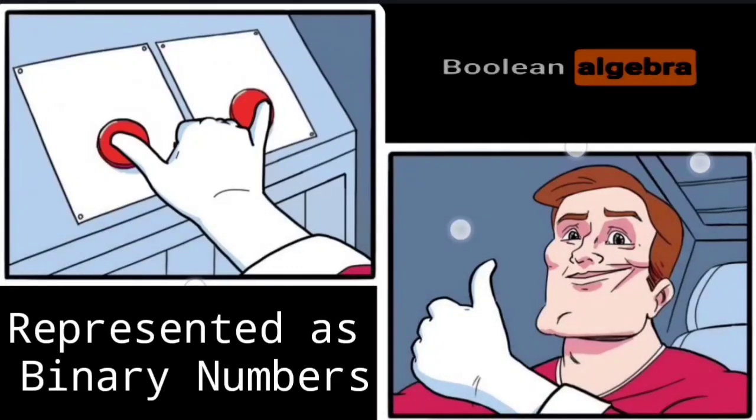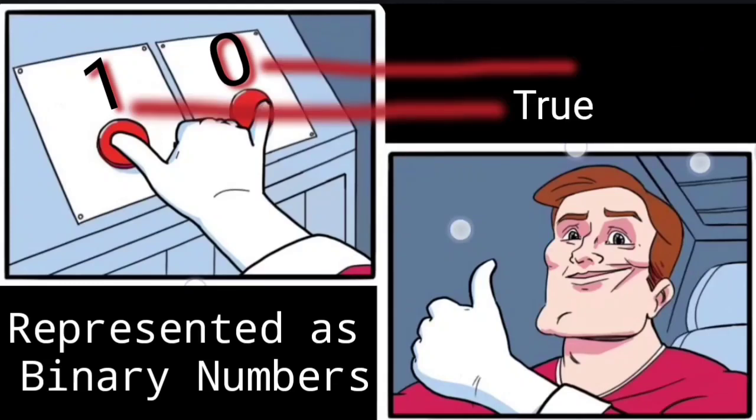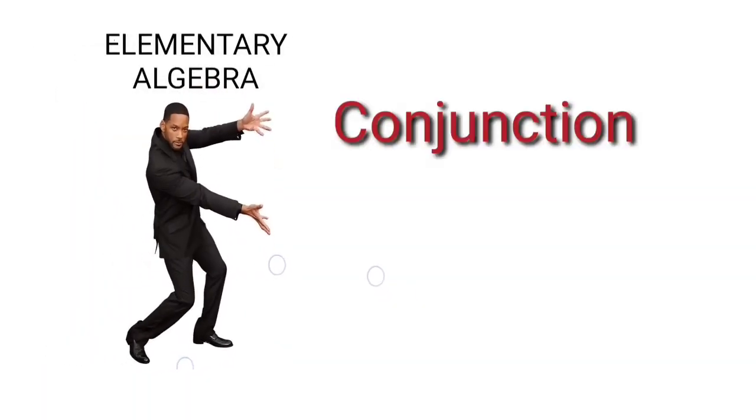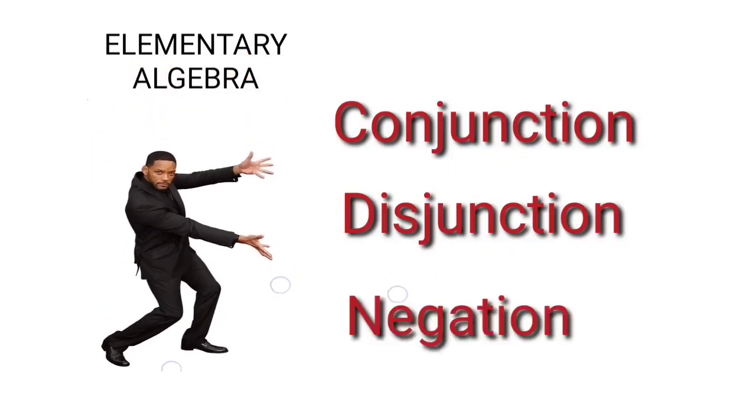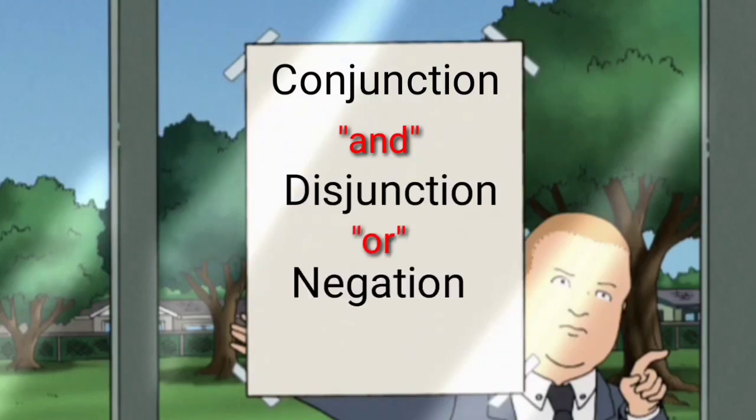Boolean variables are represented by binary numbers 1 and 0. At ang 1 represents true and the 0 represents false. Elementary algebra utilizes conjunction, disjunction, and negation. Ang conjunction ay AND, ito yung sinasabi kong AND ng logic gate. Disjunction naman ay OR, at ang negation is NOT.